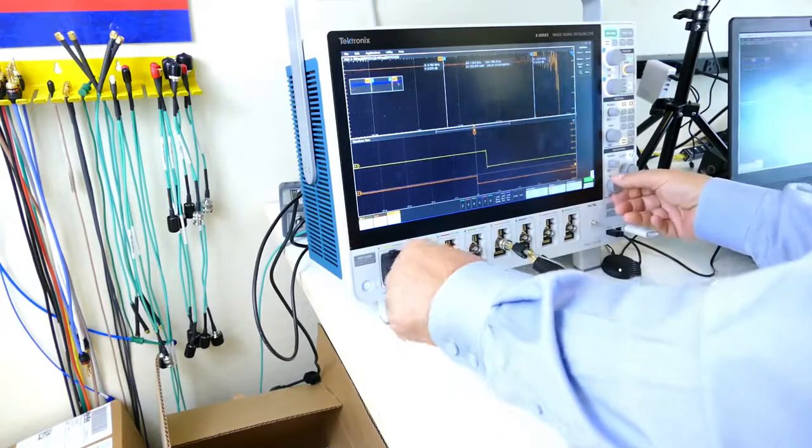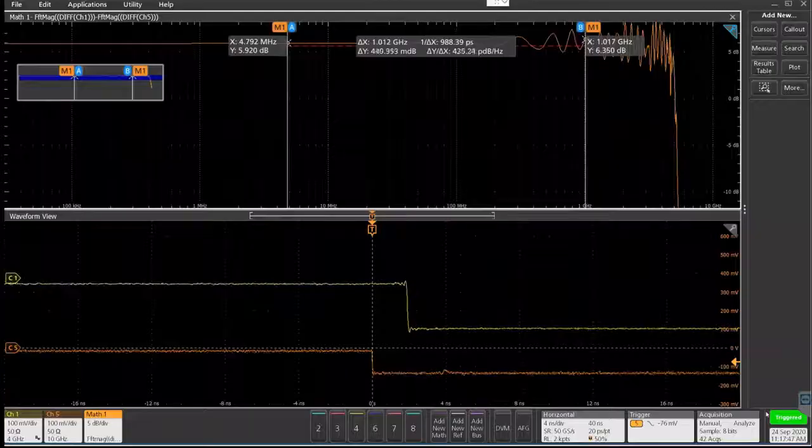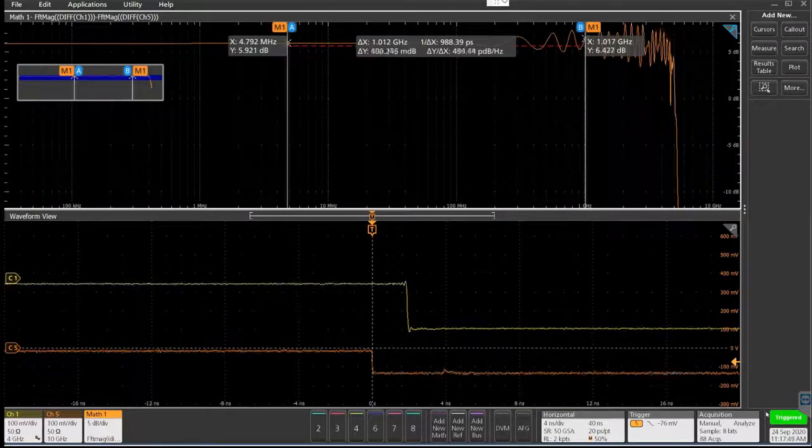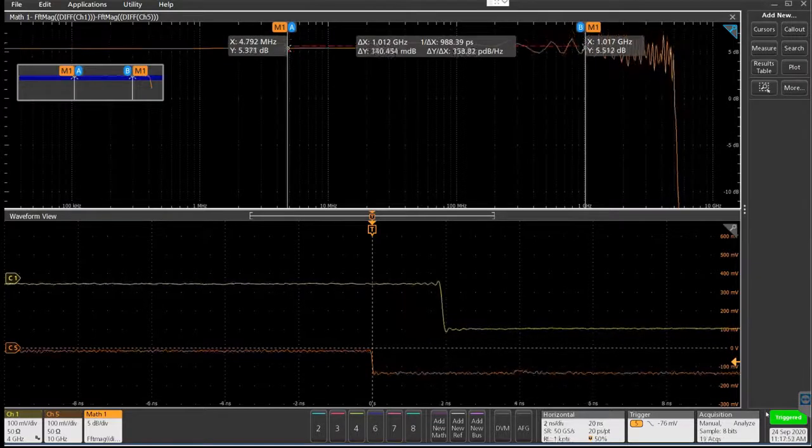Let me just reset the averaging. And now you can see that's within about plus or minus 1 dB or so out to 4 gigahertz. And that's a pretty good looking edge. So we won't get ringing from the probe. We could get ringing from the interconnects if we're not careful in the probe tips, but the probe itself is nice and flat. And that's one thing we can use the TDR for.